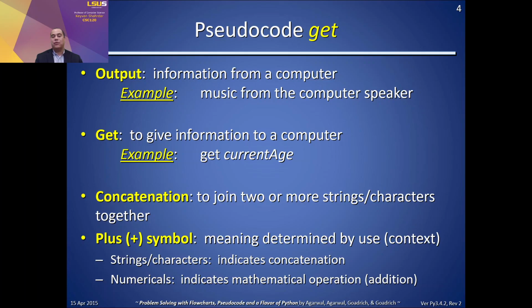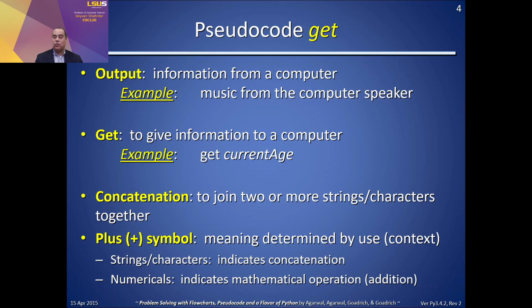So the output is information from a computer. For example, music from the computer speaker. That's an output. A get is to give information to a computer. For example, get current age. So if you ask someone a question, you're going to get some information from them. And for example, get current age would be something similar to what is your age? And you're going to get the current age.